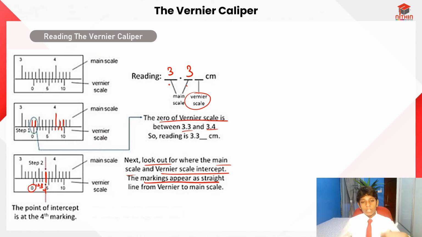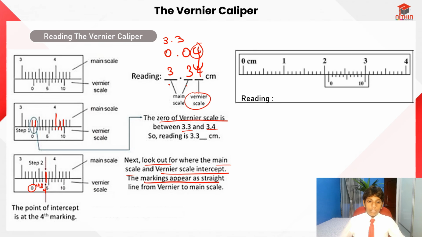So 4 is the number that we are supposed to write in the second decimal place, because the vernier scale is 0 to 10, which is basically 0.01, 0.02, 0.03, 0.04. So that's why we got this 0.04. That's why this 4 came down here, because here is already 3.3. Understood? Now that you have learned how to read the vernier caliper, try out this.